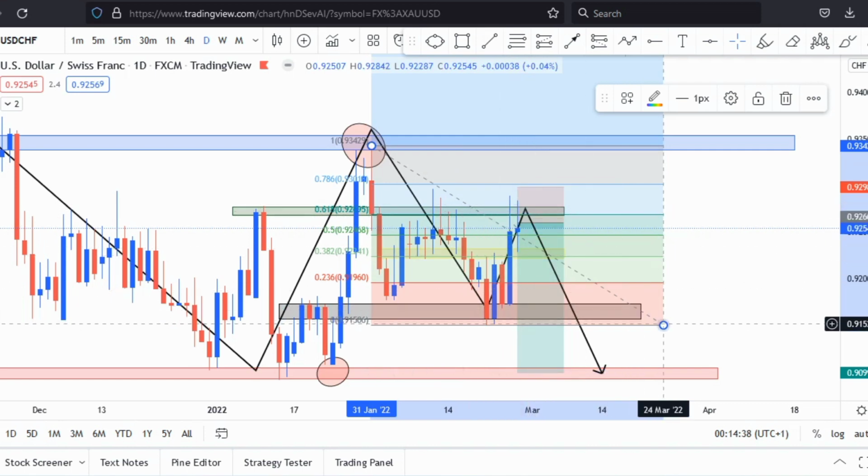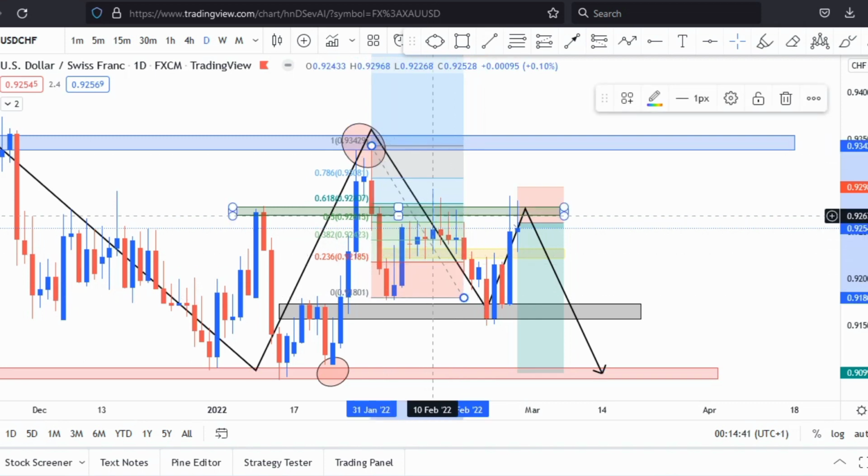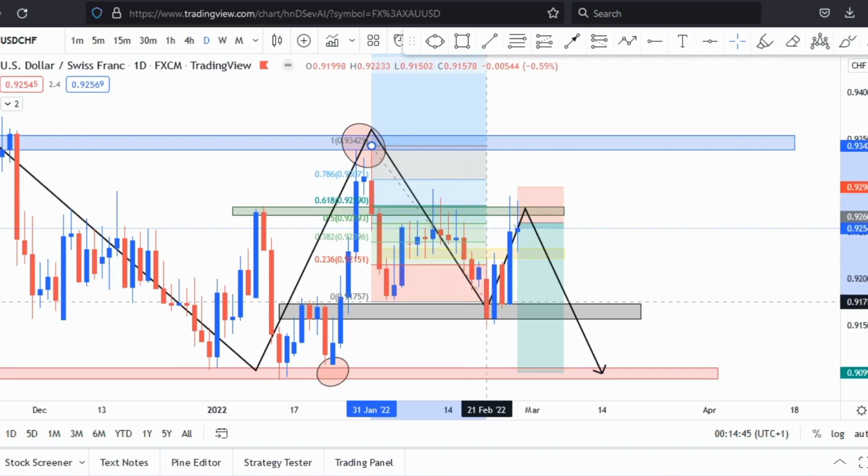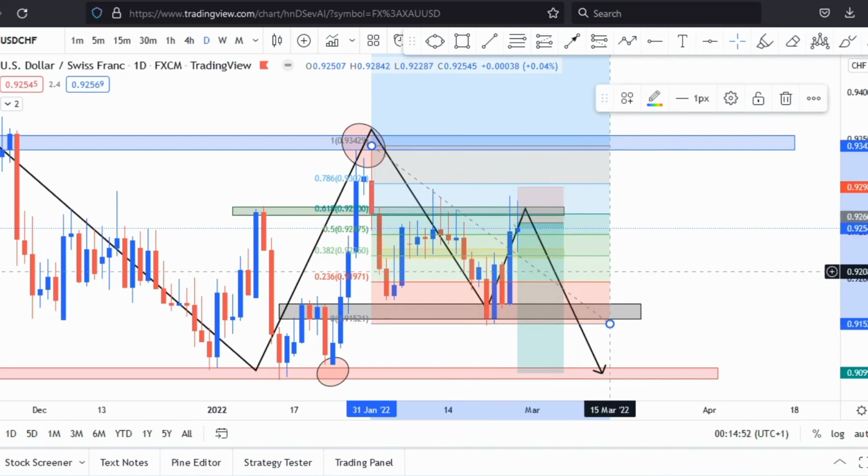We saw it here, firstly on this area, where we drew the swing high to swing low and price bounced off this area, multiple rejections, and that went to the downside. And now we are seeing that again with this swing high and swing low. And that is the second reason.